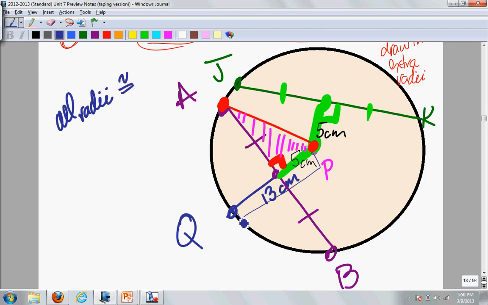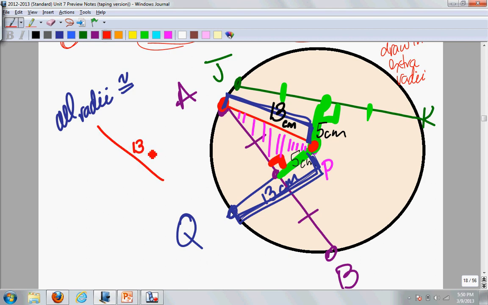Because we know all radii are congruent, I'd like you to bracket this 13. Swing it around and bracket from here to here. You should feel, again, bracket, bracket. Take your pencil, bracket Q to P. Bracket here, A to P. You should feel that that is the same, because all radii are equal, so that's 13.